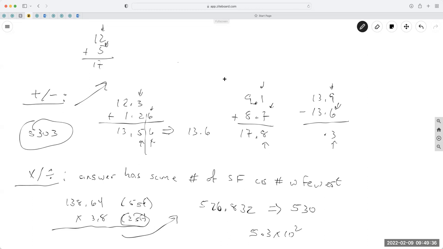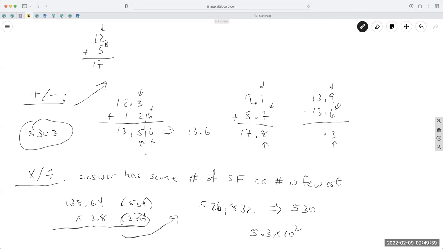Go ahead. I just want to make sure I understand. When you round it, what do you round it to? Just the highest number? You round it to the correct number of significant figures.